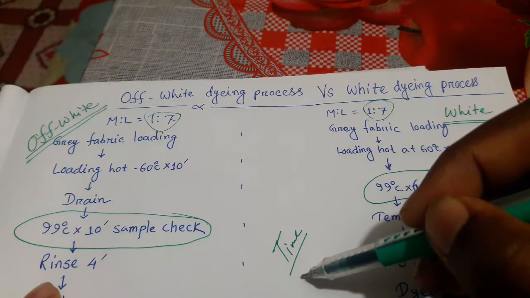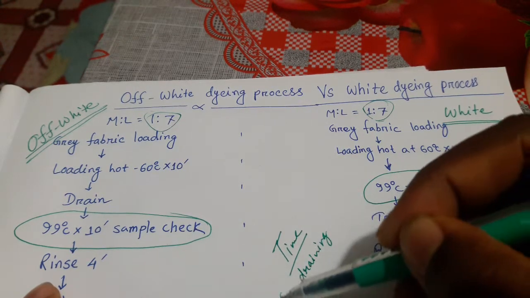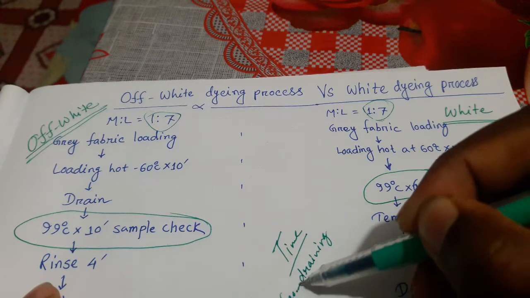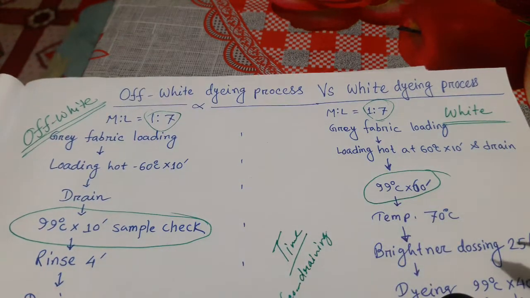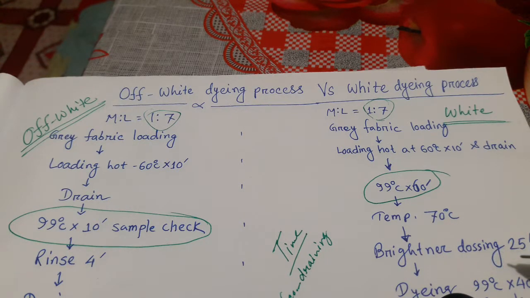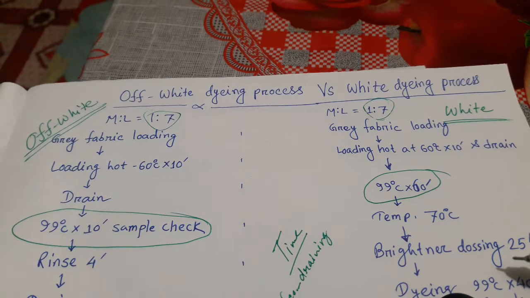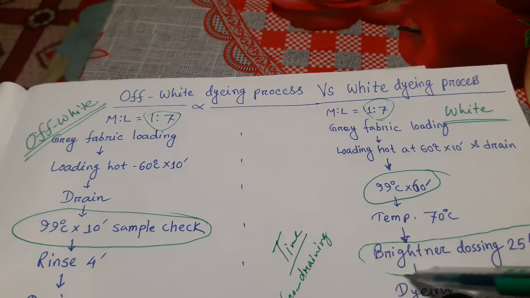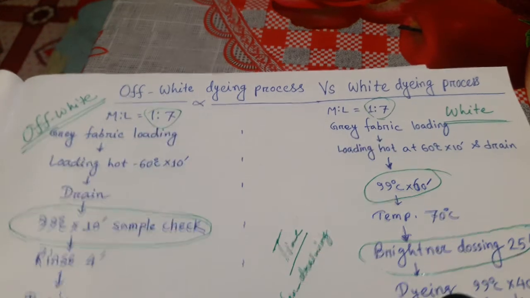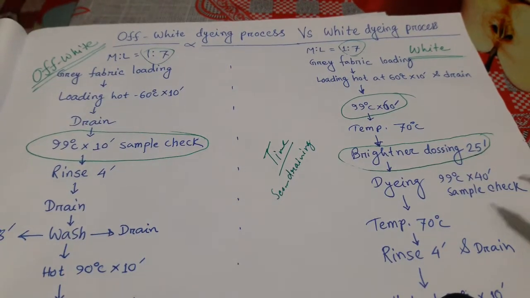Then another step is coming, drain. Scouring, draining. Scouring, draining. But here we are using brightener dosing. Here no brightening agent is used. Here we use a brightening agent in the white process. Again draining, both sides draining.